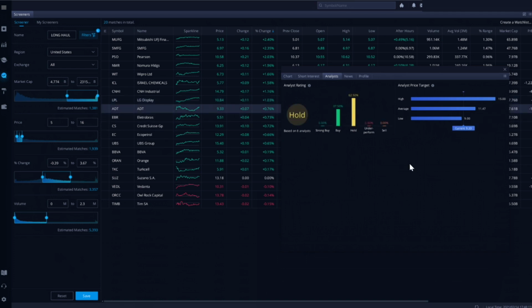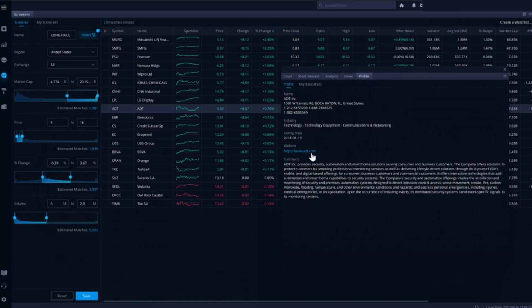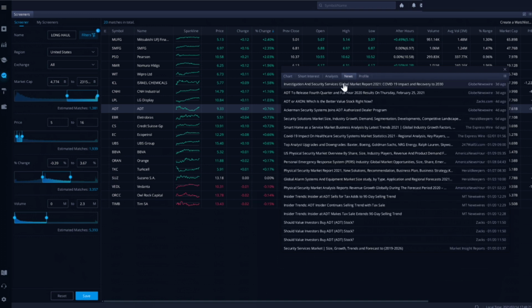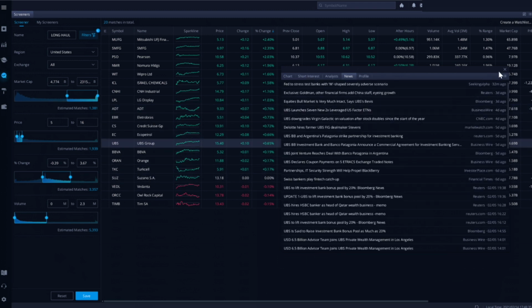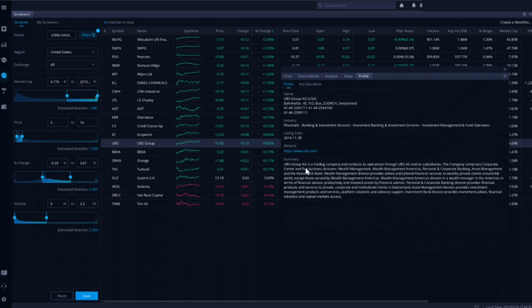ADT is down here at 933. That surprises me. They were hit by COVID. I mean, everybody was, but I haven't heard of UBS. Isn't that? Banking. Oh, okay, that UBS. All right, okay, yeah. Orange. What's Orange?